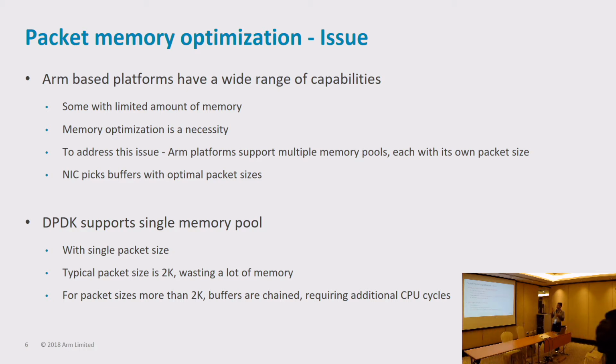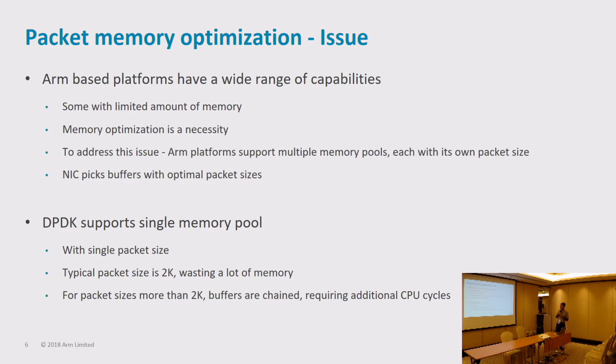To address this memory optimization, many of the ARM platforms support multiple memory pools, and each pool can have its own buffer size. For example, I can have memory pools with 64 bytes, 256 bytes, 512, 1024. You can usually configure what sizes you want. And then the NIC picks the best buffer that suits the incoming packet, which results in the use of optimal packet size.